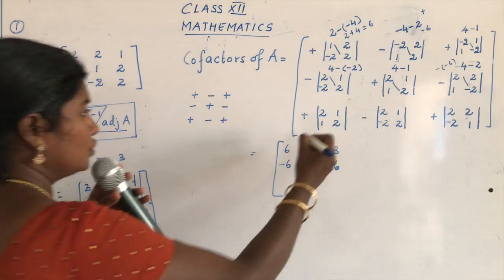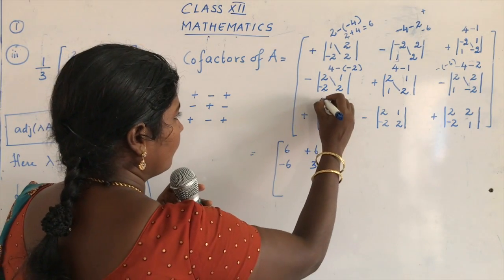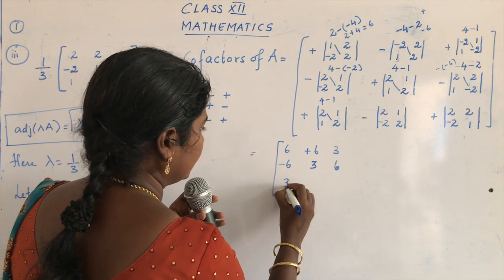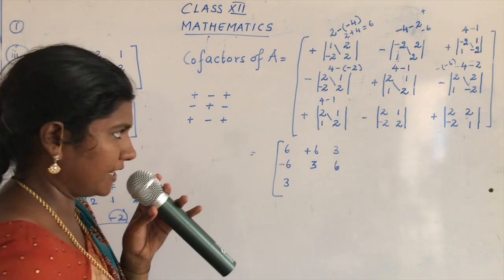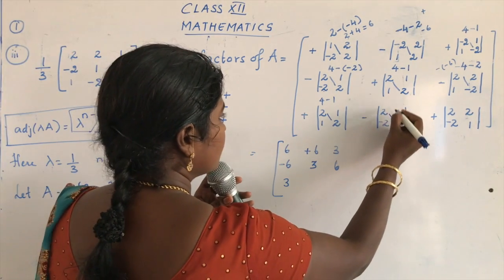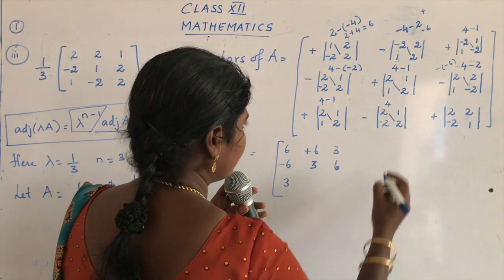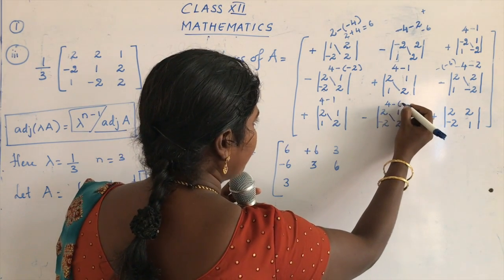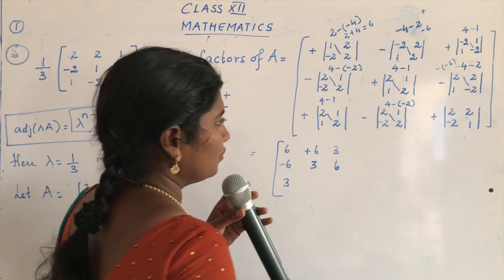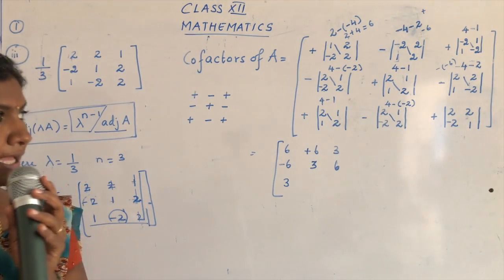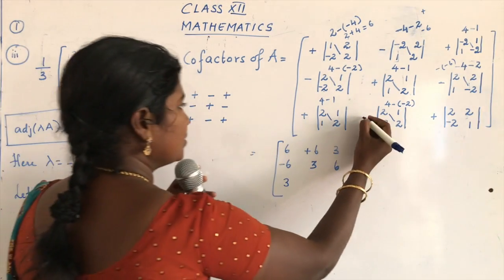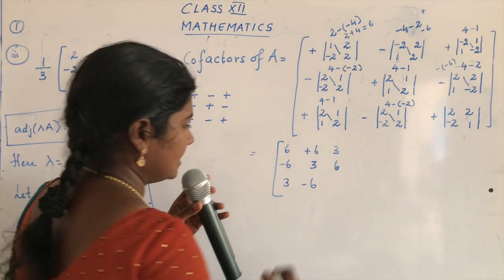Next, 2 2s are 4. 4 minus 1 is 3. The sign is plus, so no change in the sign. Next, 2 2s are 4. Minus 2 into 1 is minus 2. So it's minus of minus 2. So you get 4 plus 2, that is 6. And the outside sign is minus. What is your answer here? It's minus 6.